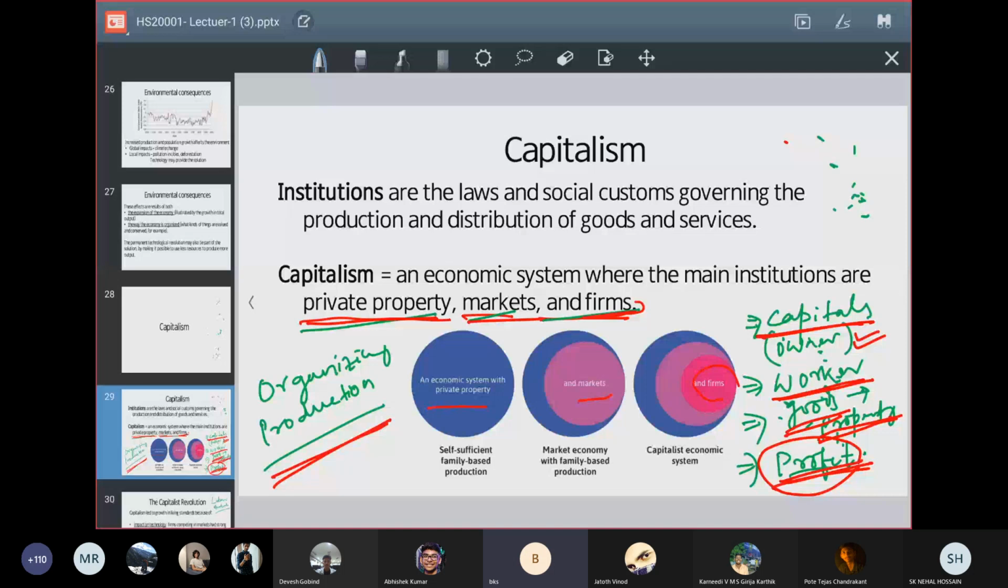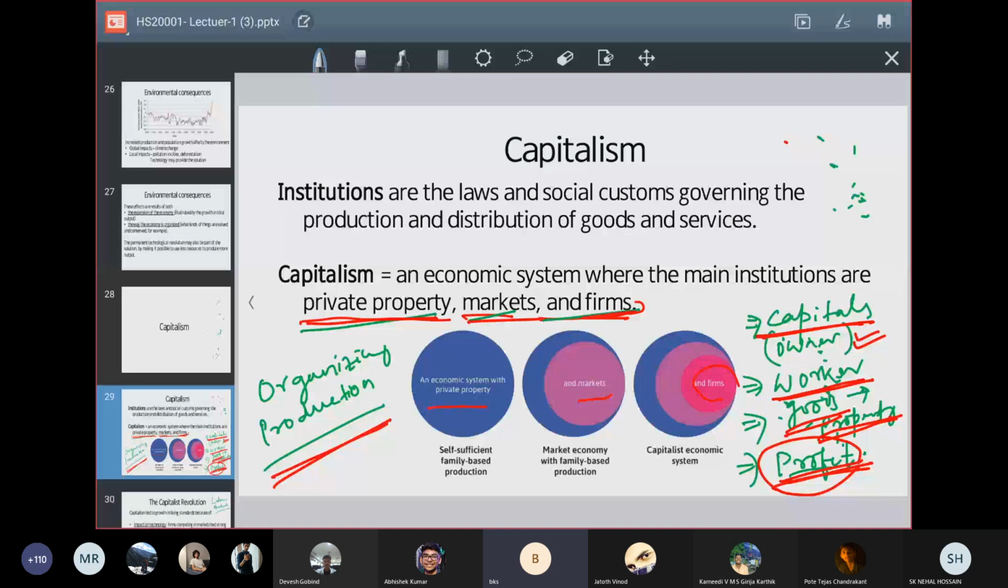So earlier, thousands of years back, the key economic institutions were your private property and families, where most of the things were produced by the families working together rather than the firms with owners and employees. So maybe 1,000 years back, the key economic institutions were private property and families. So the families were producing goods and services working together, but not the firms.